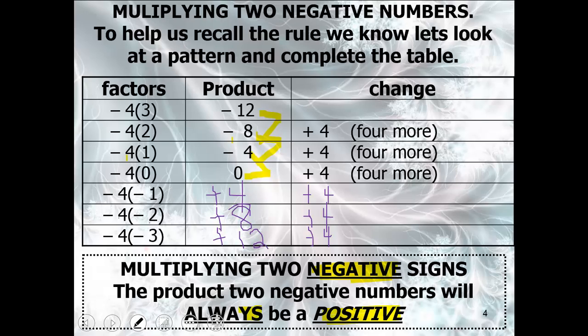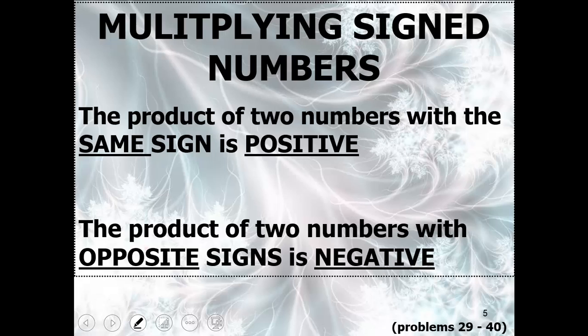So hopefully you've noticed you've got kind of two groups. You have the product of same sign is positive. So this is positive 7 times positive 2 equals positive 14.